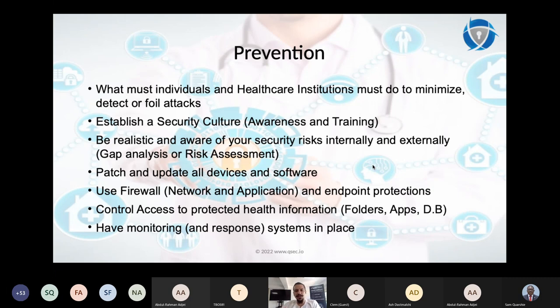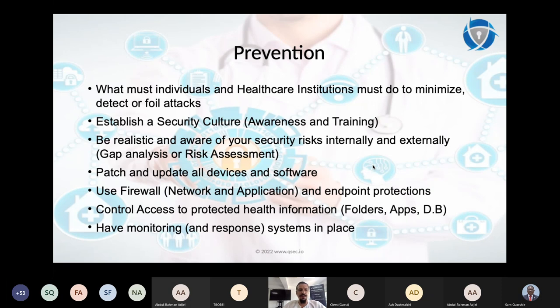Now, as an organization, you also need to be very realistic and aware of your security risks, internally and externally. So run, quite regularly, once a year or once every 6 months, some sort of gap analysis or risk assessment. Hire third-party companies, or utilize your internal resources, to run vulnerability assessments and pen tests. At least you can acknowledge what your issues are, and then, based on your budget and other restrictions, sit down and work on a plan to target the high-risk items.